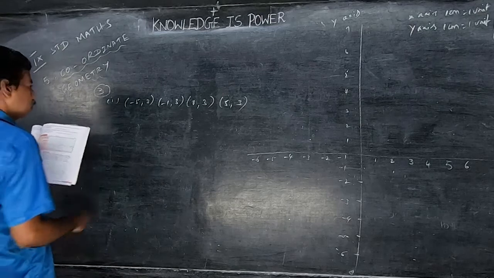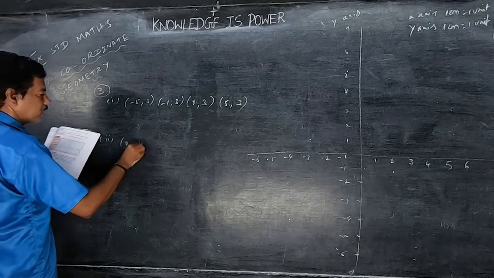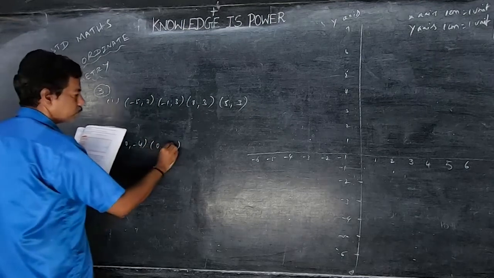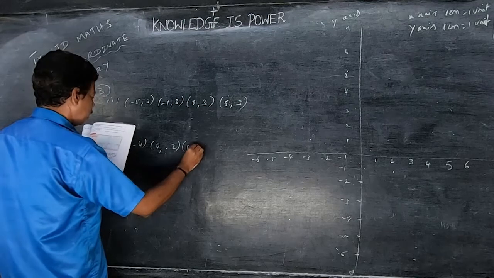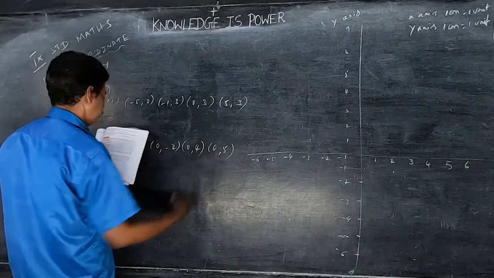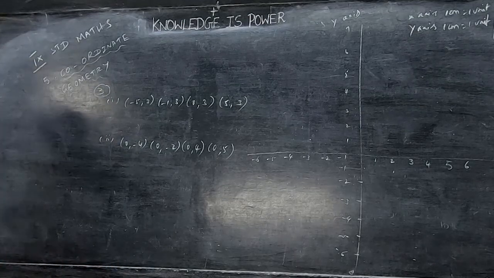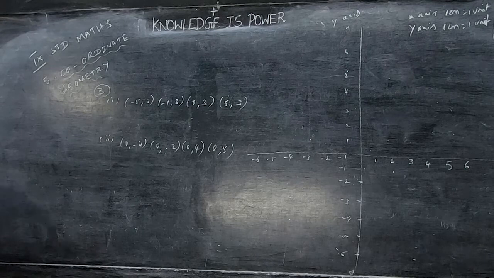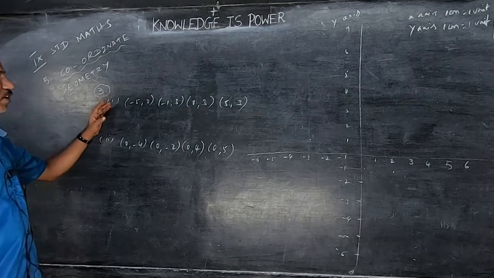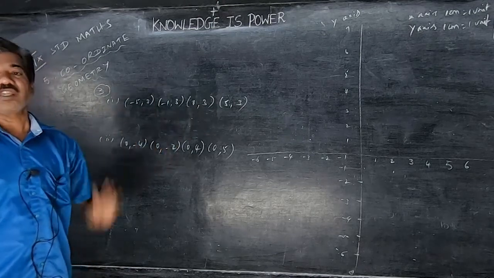It's clear? Then one more question is asked in the same: 0 comma minus 4, 0 comma minus 2, and 0 comma 4 and 0 comma 5. Okay, so now I am going to do question number 3, the first one, then 3 the second one. So mark the following points.